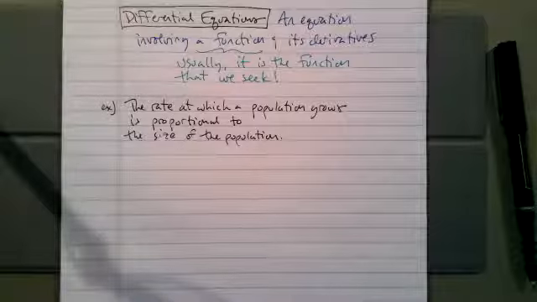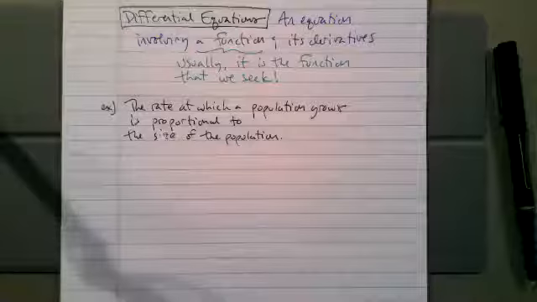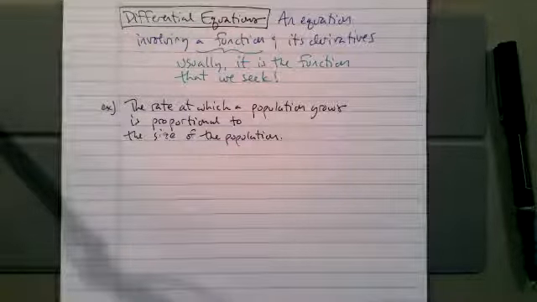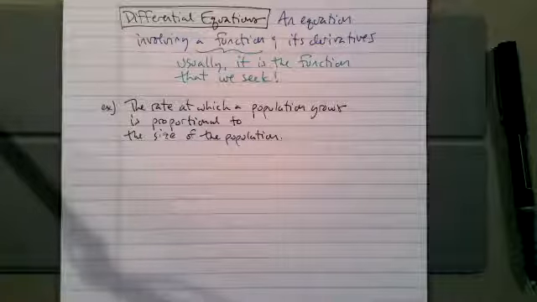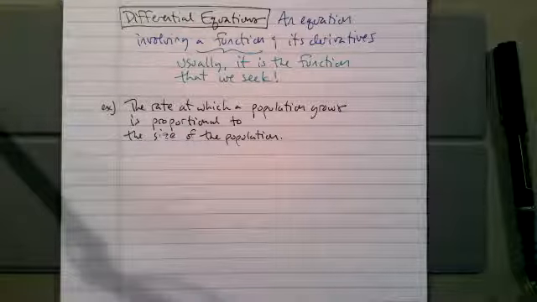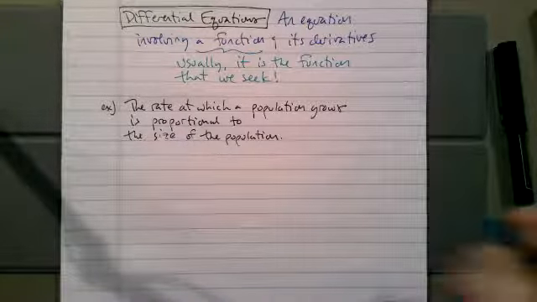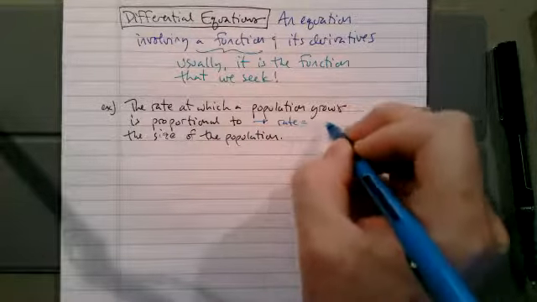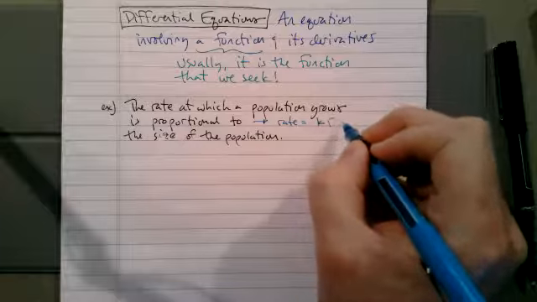In this case, we could say the size of the population is the function. The rate at which a population grows would be the derivative of that function, the first derivative of the function. And we're saying that these two are proportional. So that means one is a constant multiple of the other. So this second statement is establishing the equation. Rate is proportional to the size.